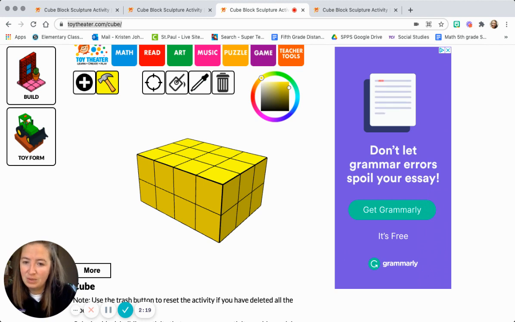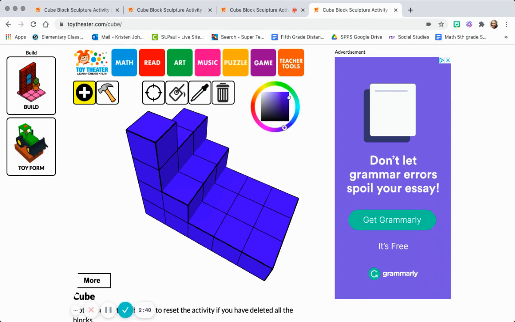The other thing I could do is length times width times height. So 2 times 3 is 6 times 4 is 24. So how long is it? How wide is it? And how tall is it? Length times width times height.